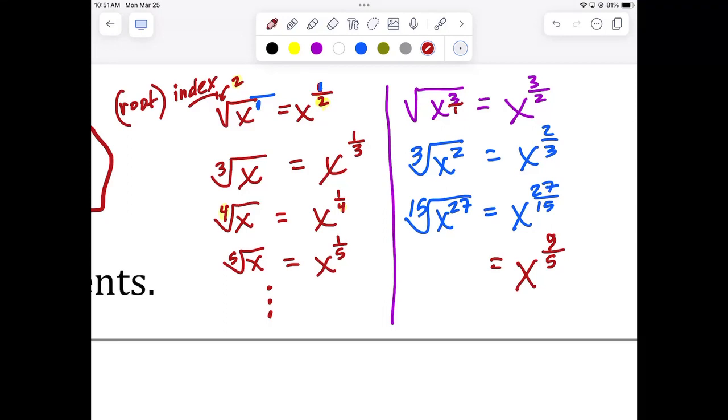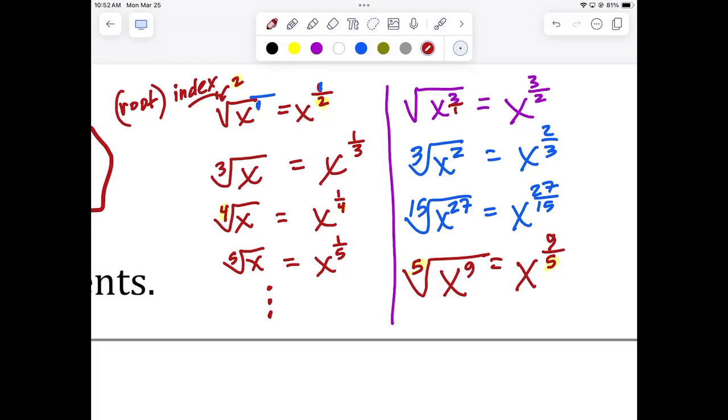And now let's do this. Let's convert x to the 9/5 back to radical form. It's going to be the what root of x? The 5th root or the 9th root? The 5th root, right? It's easy to remember. The underground part, the bottom of the fraction, is what we call the root. And then it's going to be x to the what? Underneath the radical?